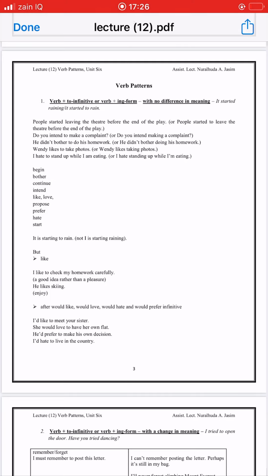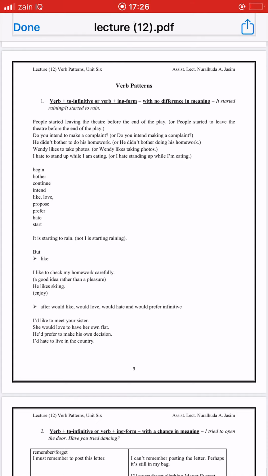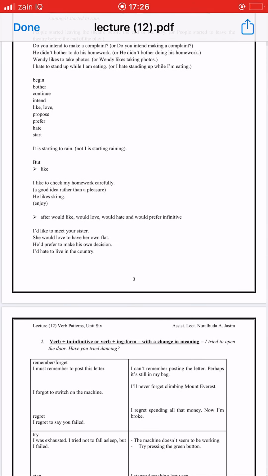The verbs, students, after which we can use both verb patterns, to-infinitive as the first case and gerund as the second case, are begin, bother, continue, intend, like, love, propose, prefer, hate, start. For example, it starts to rain, not I is starting raining. Of course this is incorrect. Another sentence, it start raining, is also incorrect. The correct sentence is it is starting to rain.